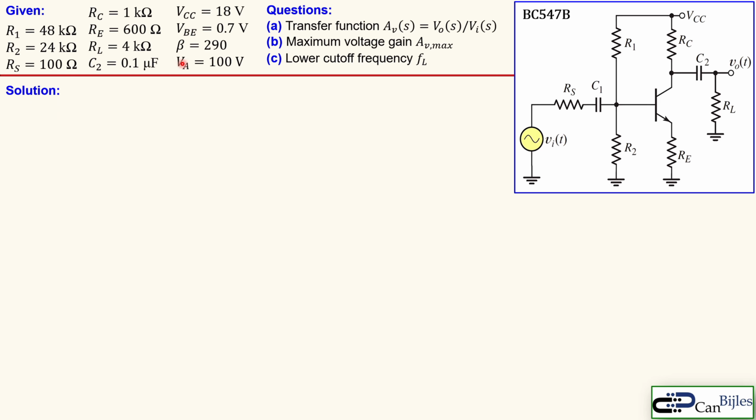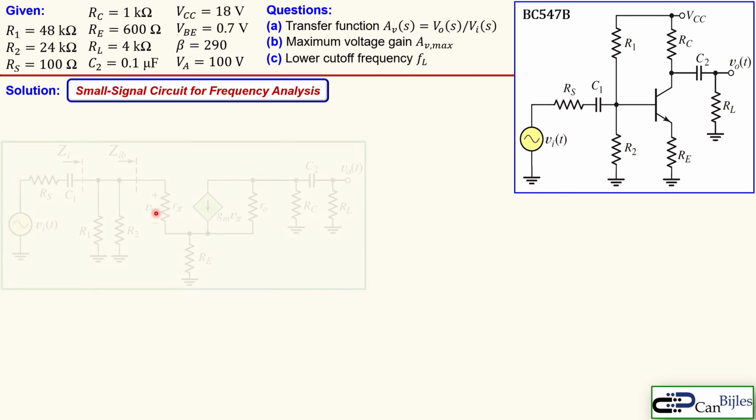And in addition we have an early voltage, in this case of 100 volts, for our transistor, which is the BC547B. Okay, we start first with our small signal circuit for the frequency analysis, because we need to discuss the following questions: the transfer function, the maximum voltage gain, and finally the lower cutoff frequency for this circuit.